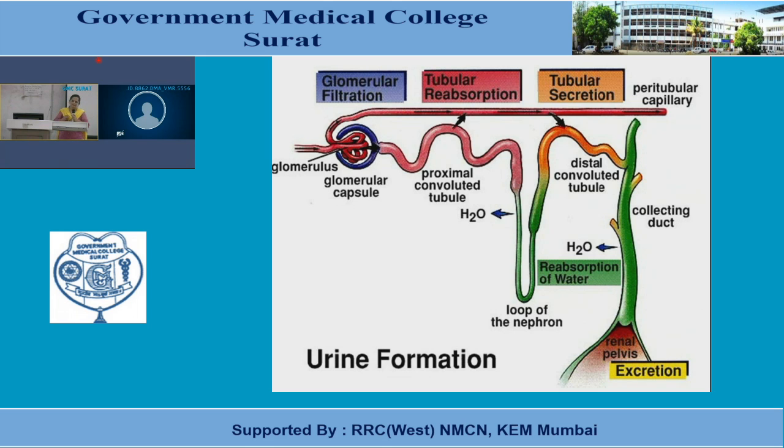So in this presentation, this is a nephron, the structure of the nephron. It starts from the glomerulus, and then different tubules are there, like the proximal convoluted, distal, loop of Henle, and the collecting duct.